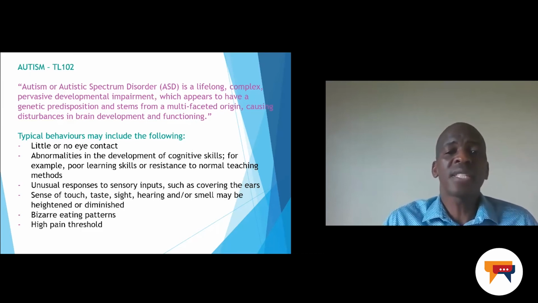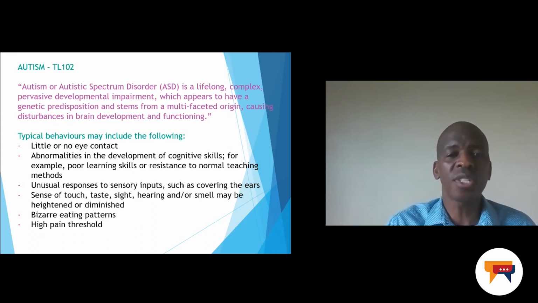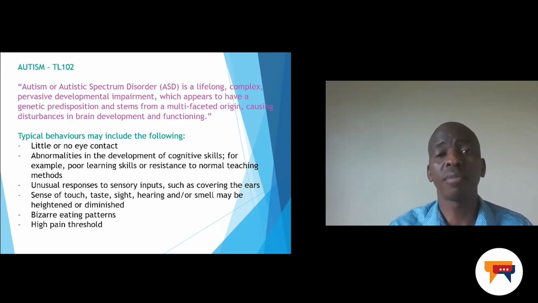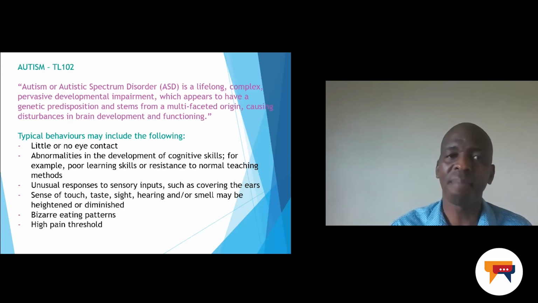Typical behaviors of learners with autism may include them having little or no eye contact at all. They don't want to look at you. They don't want to look at other learners, even when they are trying to communicate. The eye contact is just not there. If it's there, it's very little. Don't interpret it as being rudeness. No, it's something. Maybe it's autism.